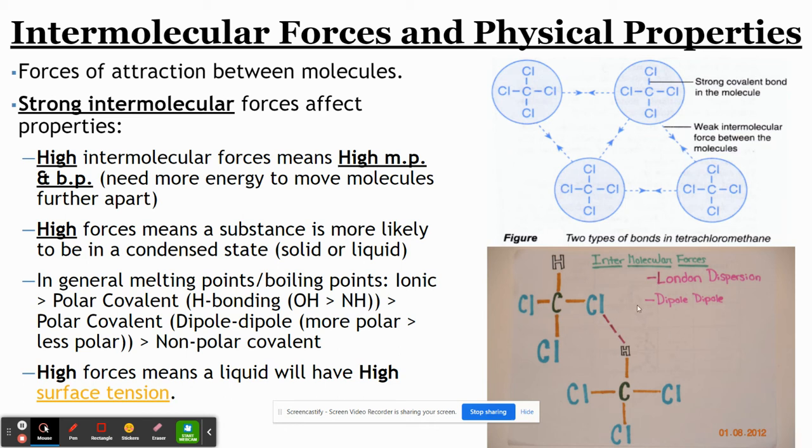So this may have a higher boiling point than, let's say, this one over here, just because over here you're just dealing with breaking LDF, whereas here you have to break the LDF, but also the stronger dipole-dipole that exists between the partially negative chlorine of this one and the partially positive hydrogen of this one over here.